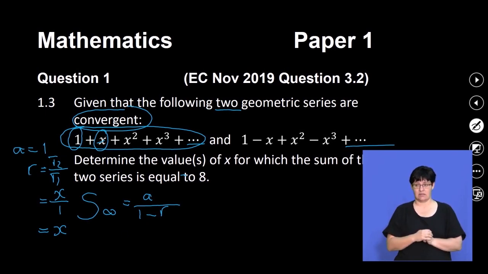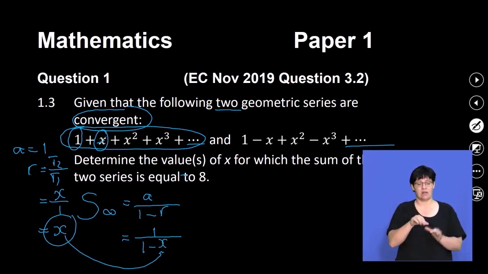So we can already substitute into there. So a is equal to 1, and that is 1 over 1 minus, and for the ratio, we're going to sub the x into there. And that is the sum to infinity of our first geometric series.